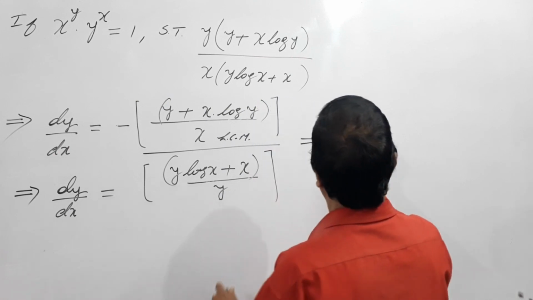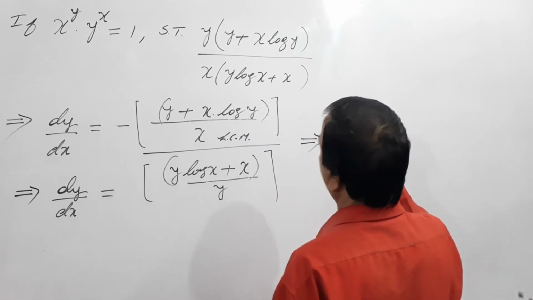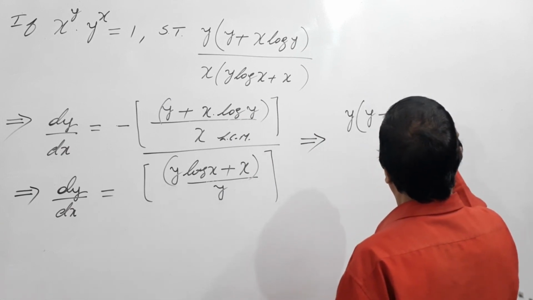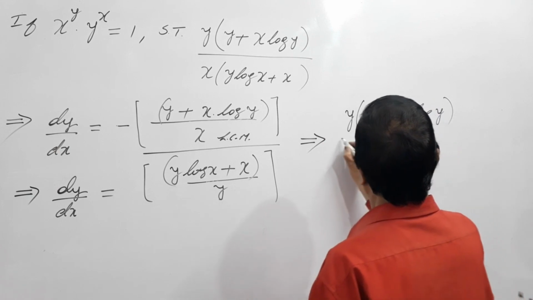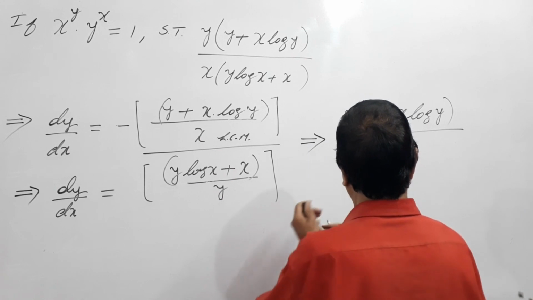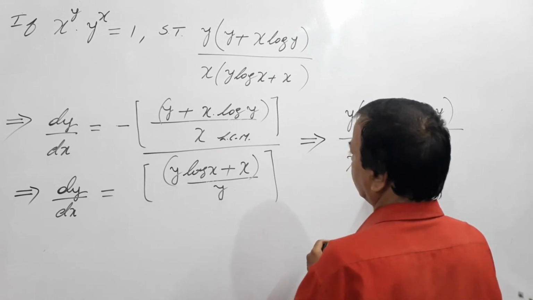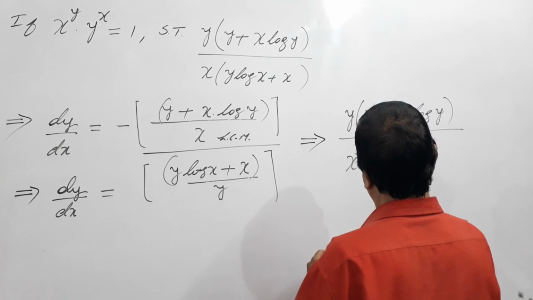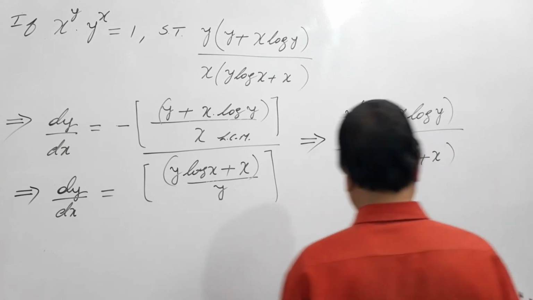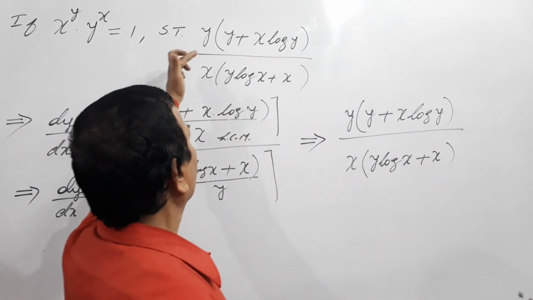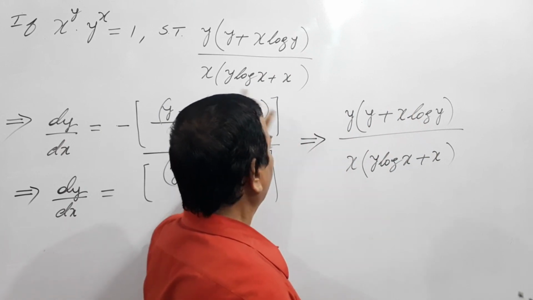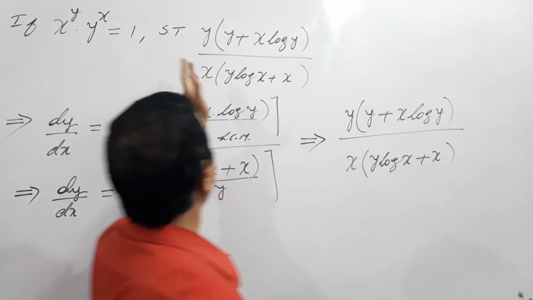So this becomes what? This becomes y into y plus x log y divided by x into y log x plus x. So what we want? We want y into y plus x log y divided by x into y log x plus x. Hence we have proved.